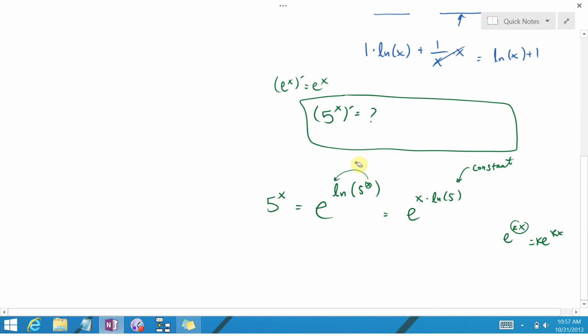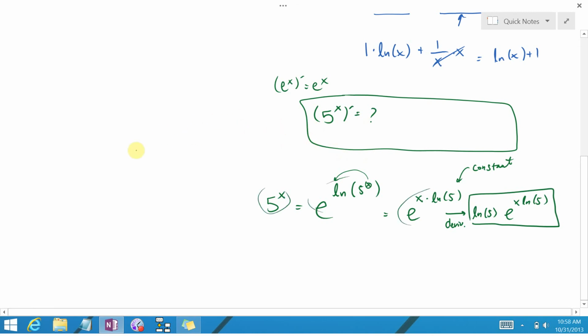So, in other words, the derivative of e to the x ln of 5 by the chain rule is just ln of 5, the constant comes out, times e to the x ln of 5. So sorry, what is that? That's not equal to it. That's the derivative. Alright? So ln of 5 e to the x ln of 5 is the derivative of this, which is equal to this, which is equal to the original 5 to the x.